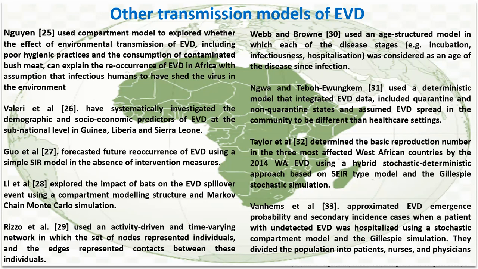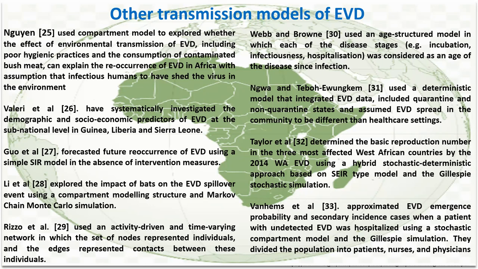They will have Tara et al., who also consider the basic reproduction number of three affected countries for the Ebola virus 2014. They use a hybrid stochastic and deterministic approach based on the SIR model. So that is the combination of deterministic and stochastic models to look at the reproduction number of three affected countries in Africa during the 2014 outbreak.